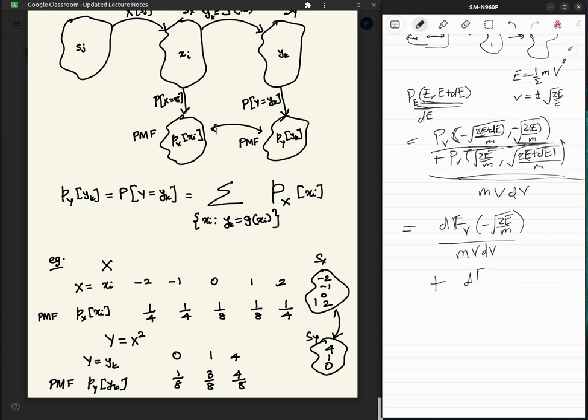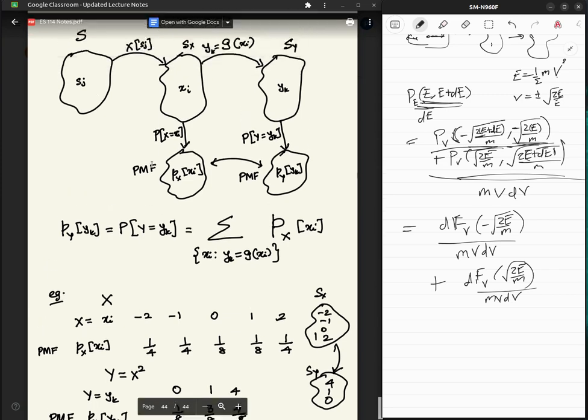Okay, and then you've got dF(v) evaluated at this thing, square root of 2e upon m, times m v dv. Makes sense, right? Yeah, cool. So you're going to be doing something like that. Awesome. Yeah, so that's it.